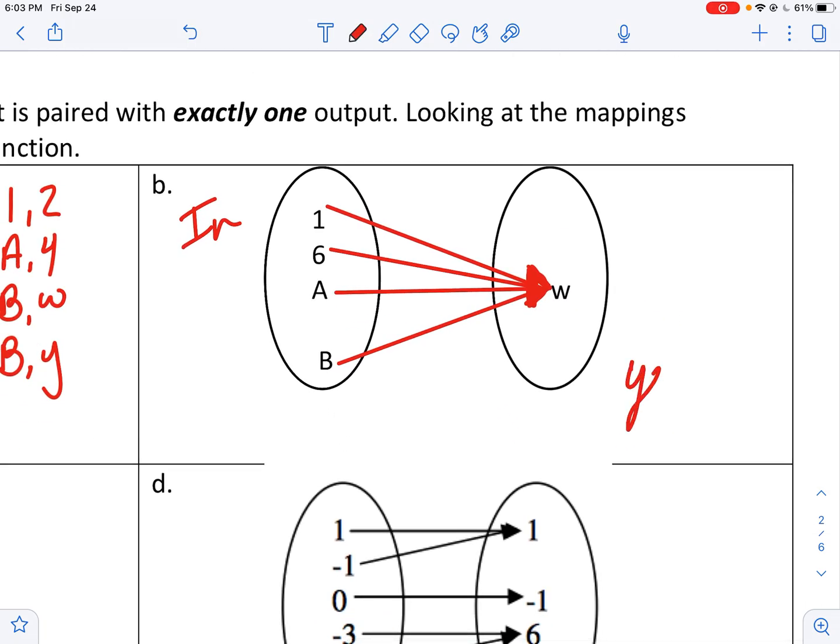So even though they all go to W, this is still a function because each one of these only goes to one thing. There's only one arrow coming out of each input. Or if I did ordered pairs, 1 goes to W, 6 goes to W, A goes to W, B goes to W. None of these are repeated. They all show up once because they all have one output.